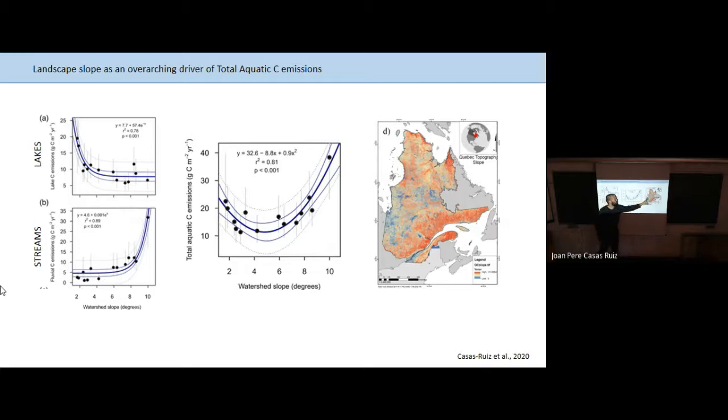That could be even actually at the same level as these ones that are mostly from streams, right? So just by using watershed slope, which is more like a landscape property, not necessarily an aquatic property, we can get already an idea of how our network will contribute to the whole landscape carbon budget.